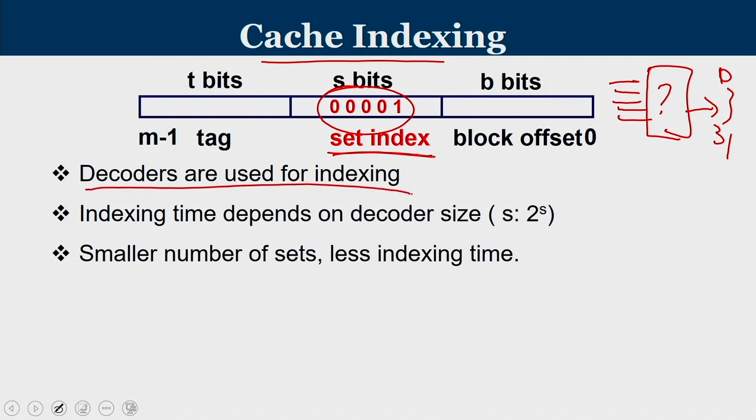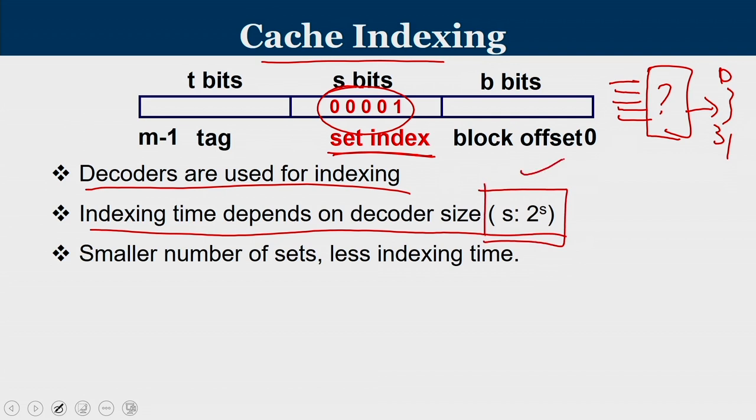So, decoders are used for indexing, and indexing time depends on the decoder size. We have a decoder whose size is s:2^s. When you have a smaller number of bits in the set index, the decoder that you are going to use is of smaller size. That means the time to decode is less, and you will reach the cache memory faster.